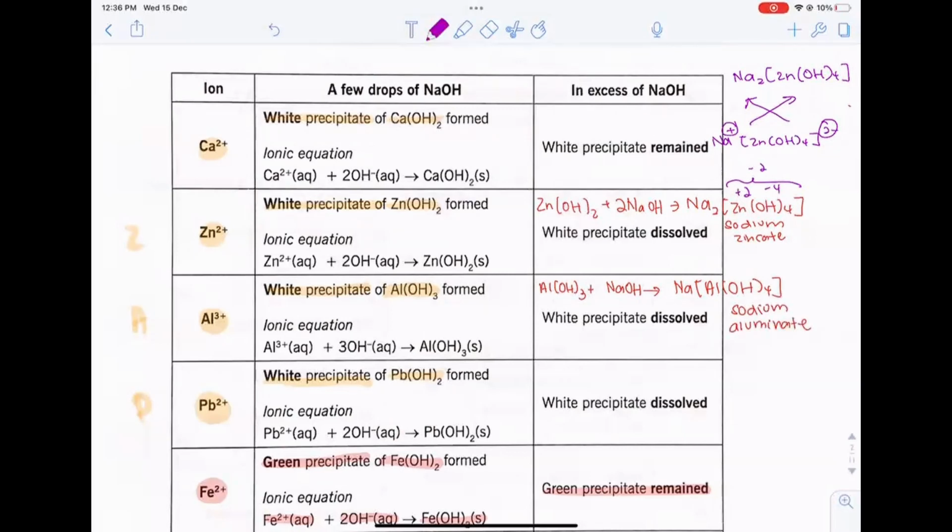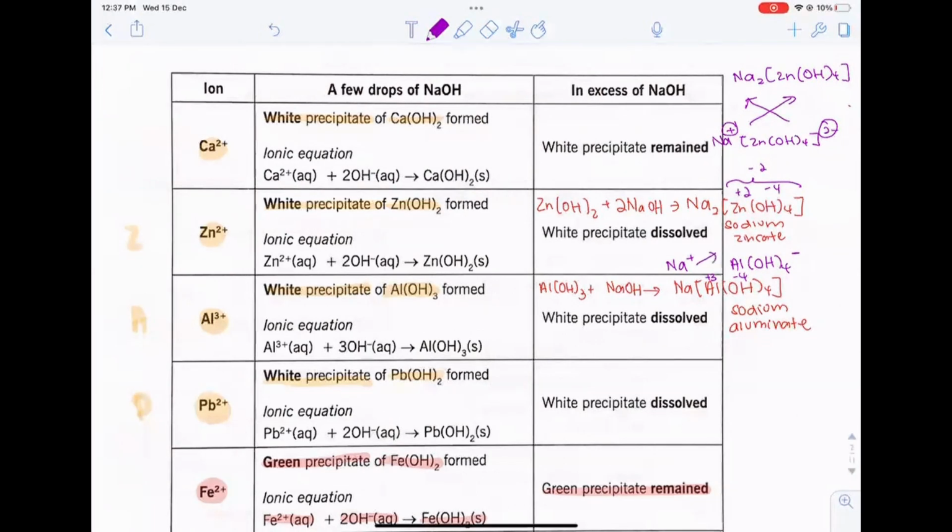Again, let's see how we derive this formula. We have Na+, we also have Al(OH)4-. How do we get Al(OH)4-? Because Al has a charge of +3 and OH has an overall charge of -4, since there are 4 of OH-. So overall it has a -1 charge. That's how we know it's Al(OH)4-.